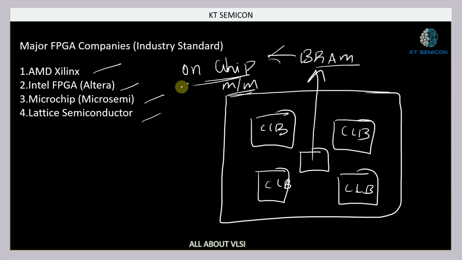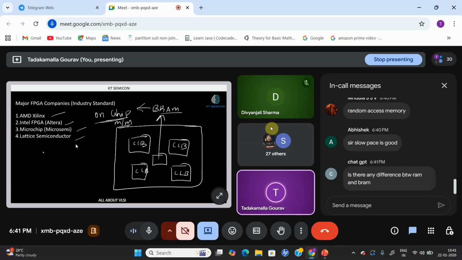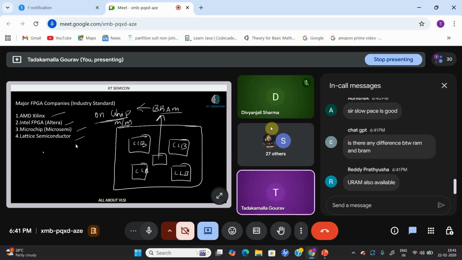So you can also use this memory. RAM is nothing but random access memory. It's a type of memory. Now, why are we calling it BRAM or block RAM? Because it is present on the chip. It is a name which has been given to that particular memory because it is present as a block.